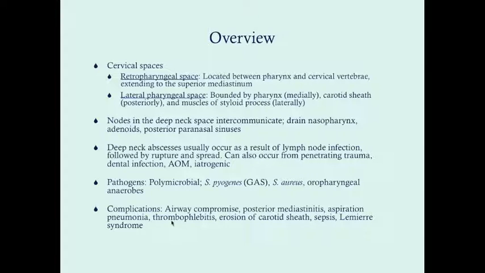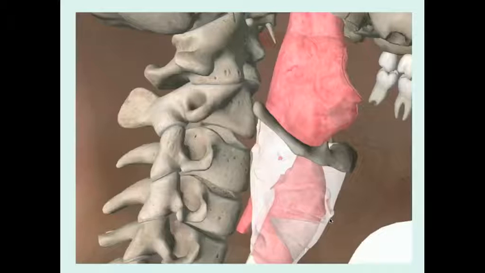Thrombophlebitis can occur. When this occurs in the internal jugular vein, it's called Lemierre syndrome. We'll talk about that at the end. And then you can get erosion of the carotid sheath, which can cause all sorts of problems with anything that's in the carotid sheath, and then sepsis.